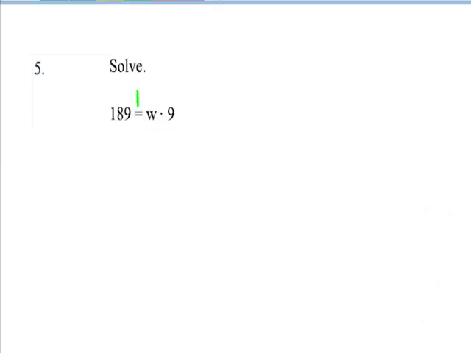Still have my barrier through my equal sign. I still look at the side that has the variable, but now 9 is not being added to w. 9 is being multiplied by w. So you're going to do the inverse of multiplication, which is division. So you're going to divide this by 9. The reason you're doing that, 9 over 9, 9 goes into 9 one time. That's 1 w, which we will just call w. But if you did it on the right, you have to do it on the left.